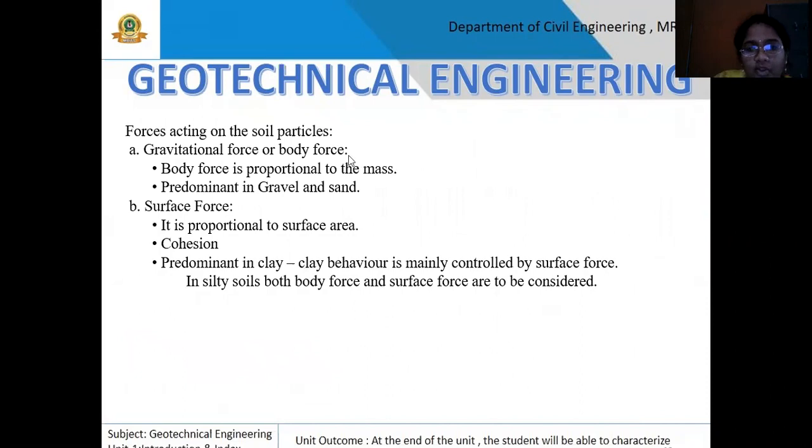Now, forces acting on the soil particles. We have different kinds of forces acting on the soil particles, like gravitational force or body force. It is proportional to the mass and it's predominant in gravels and sand. The second one is surface force. It is proportional to the surface area. Based on surface area, we have surface force and cohesion, and it's predominantly present in clay. So gravitational forces are present in gravels and sands, and surface force is present in clays.